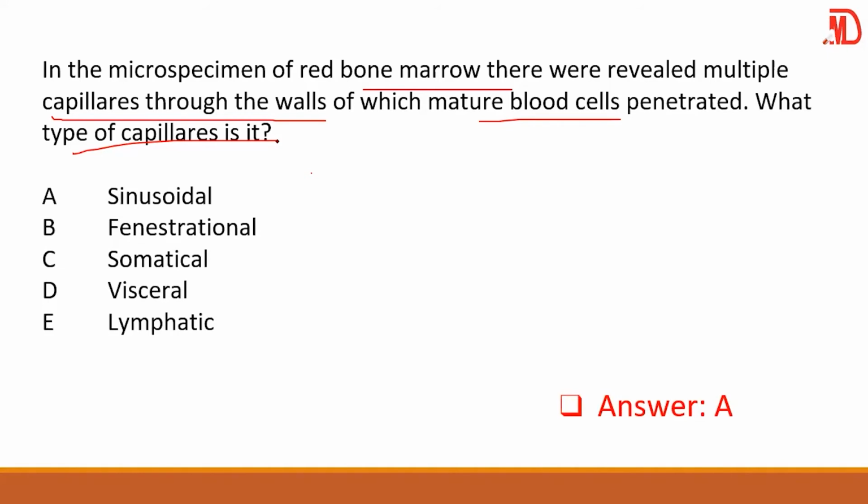They can also be found in the liver, in the lymphoid tissues, and the endocrine organs. So again, these are found in bone marrow and the spleen because these are hematopoietic organs. They can also be found in the liver, in the lymphoid tissues, and endocrine organs. Again, they have sinusoidal capillaries. So your answer is A.